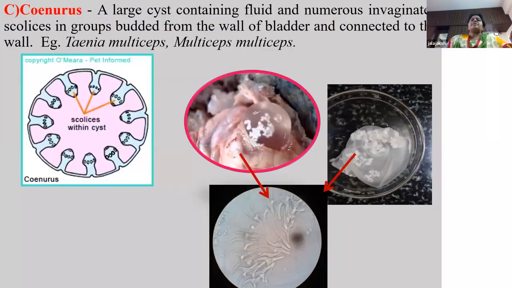The third larval stage is called a coenurus. It is a thin, semi-transparent bladder containing plenty of fluid with a large number of scolices invaginated from its inner germinal layer, as shown in the figure. This is the inner germinal layer from which a large number of protoscolices are invaginated. In the picture, you can observe the infected brain of a sheep showing a Taenia multiceps metacestode. Under the microscope, it will appear like this. This is the separated metacestode from the brain of the sheep.